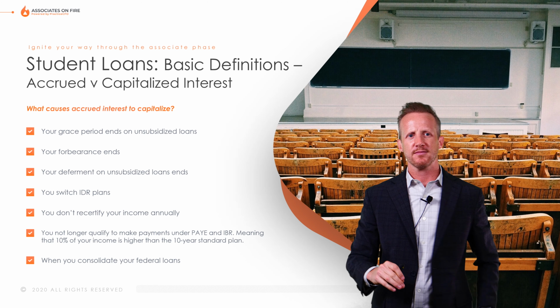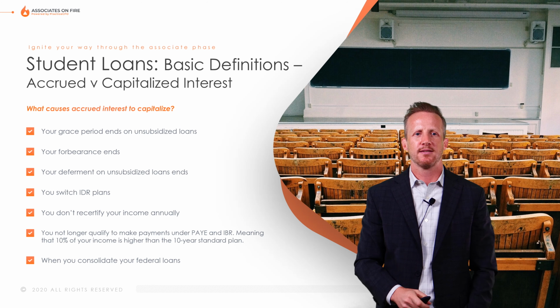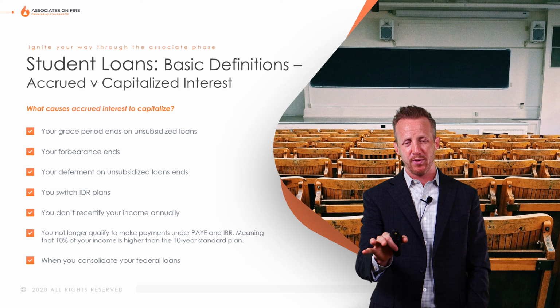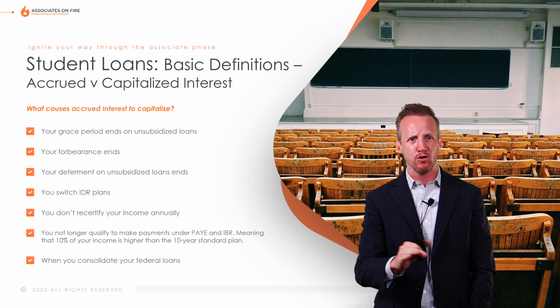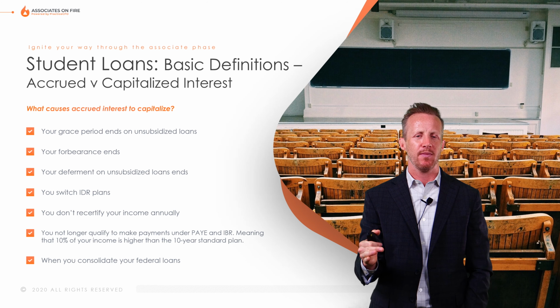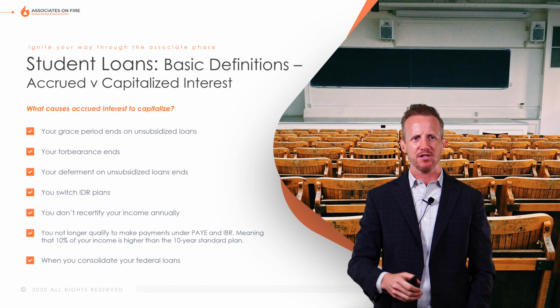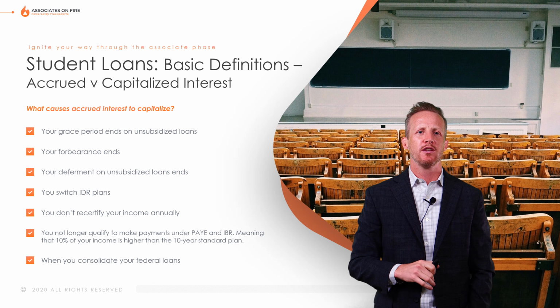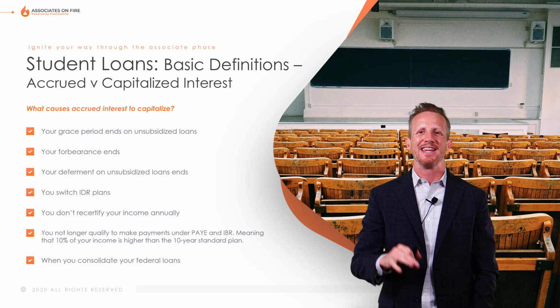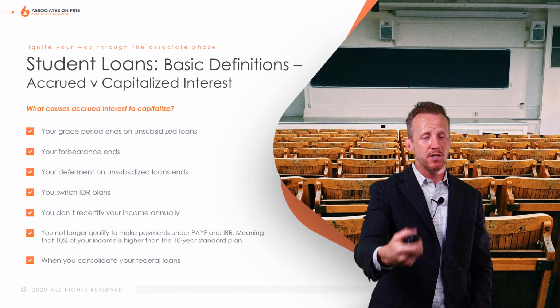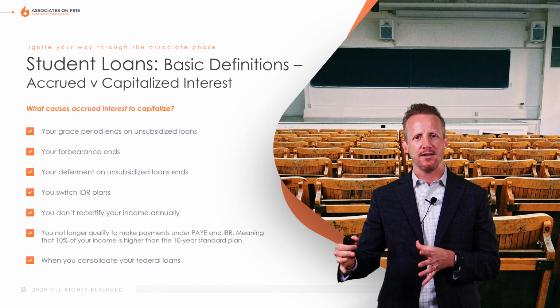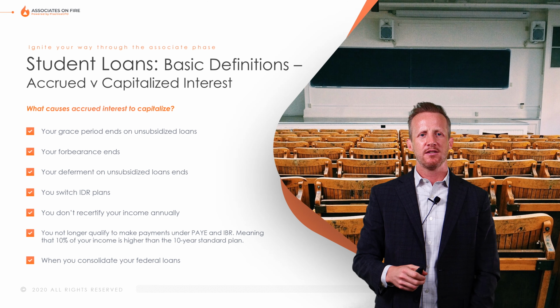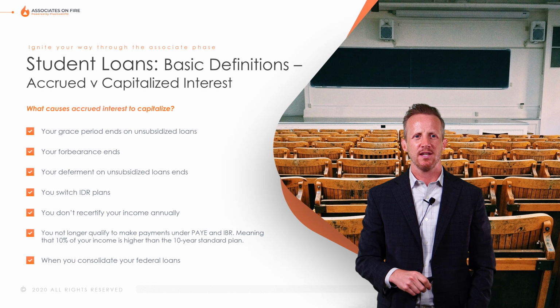Because now you're paying interest on the whole thing. The next one is, and by the way, we're going to talk a lot more about IDR plans. Ideally, you want to get that set up right at the beginning so you don't have to switch IDR plans and possibly cause a capitalization of your interest. The next one: you don't recertify your income annually. Yes, the government will penalize you by capitalizing your interest if you don't let them know through your annual certification what your income is, and there's a form that you have to submit to do that. So it's really important to do that every year.